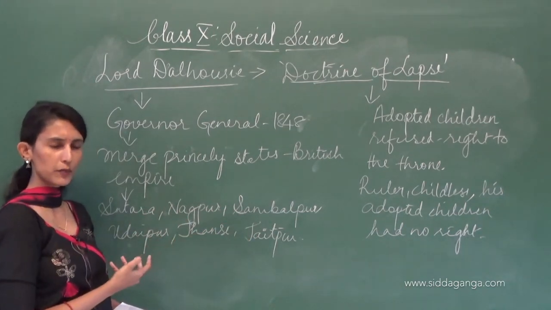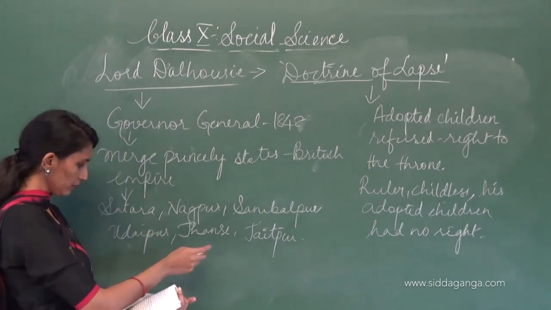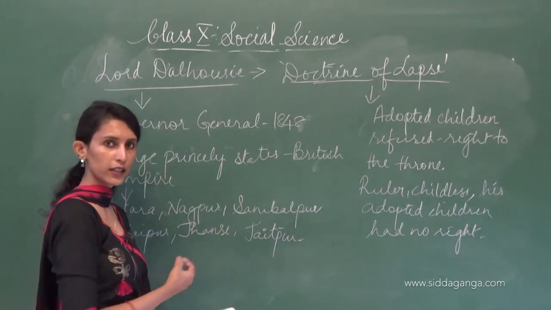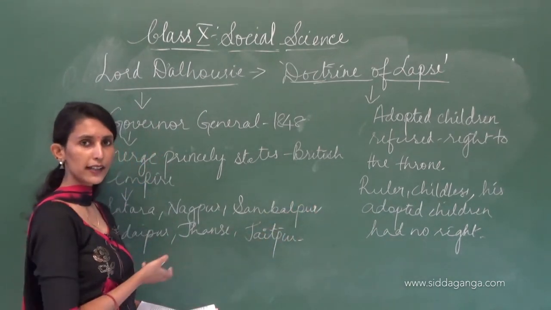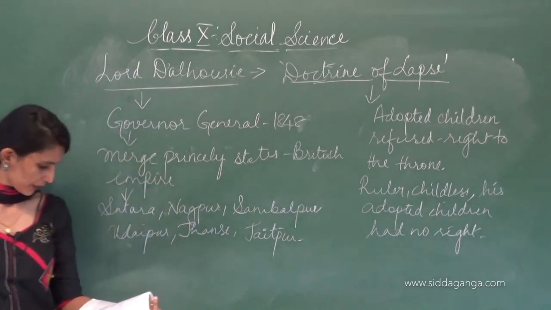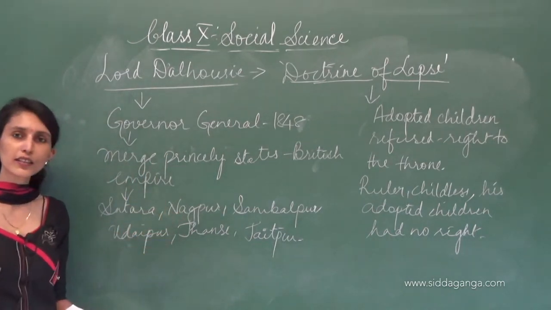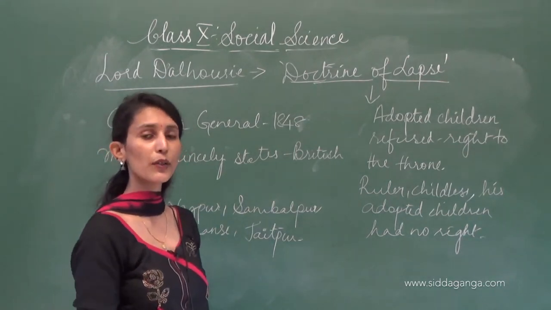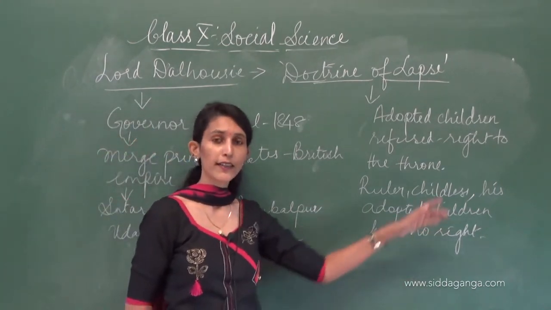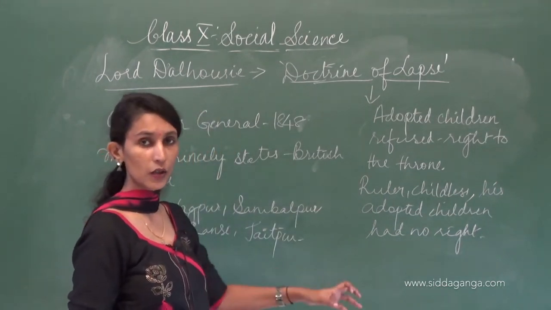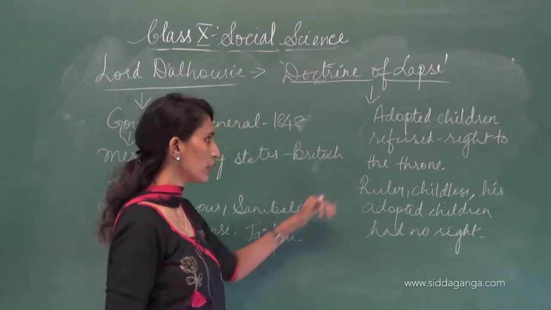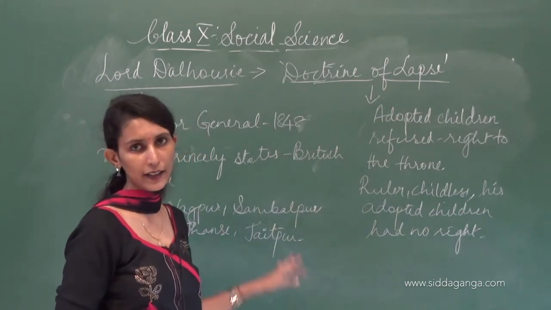I think if you remember three or four names together, well and good for you. Under this policy, because most of these states didn't have an heir to the throne, they had to merge themselves and go under British territory. Now, why did he do this? He already knew that a few of the states were of this kind, that the ruler didn't have a child, or the ruler had an adopted child, and that is why it made it easier for him to make them sign the Doctrine of Lapse and merge them.